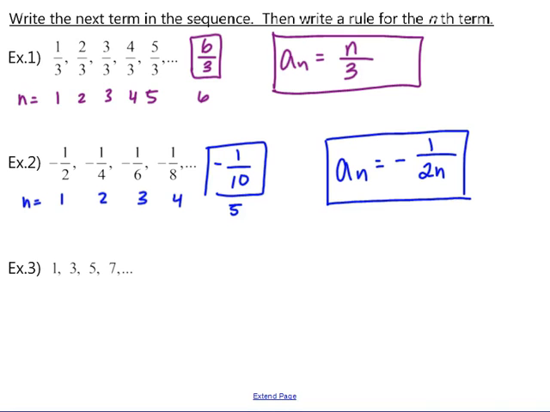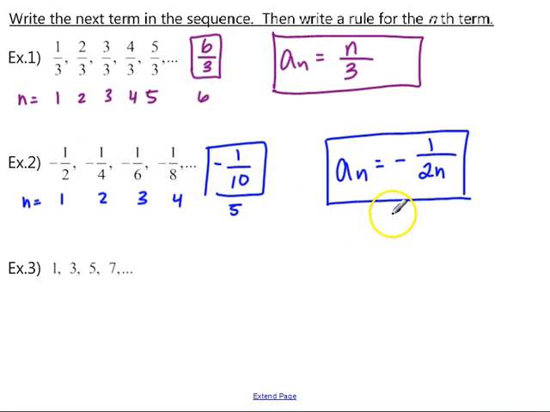Now I want you to try example 2 and example 3 and check back with me when you're finished. So for example 2, hopefully you started off the same way. N is equal to 1, 2, 3, 4. And then for our fifth term, we know it should be negative because all of our numbers are negative. It should be a fraction with 1 in the top. And then our denominators are going 2, 4, 6, 8, 10.